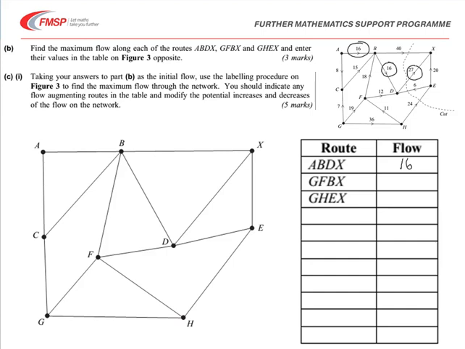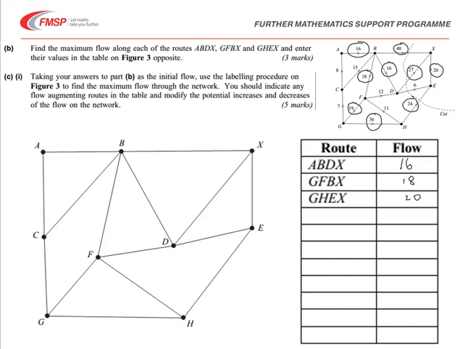If we look at G, F, B, X, we've then got 19 there. And from F to B is 18, and from B to X is 40. So the smallest of those, 18, gives us the maximum flow along that route. Then G, H, E, X: GH is 36, HE is 24, and then 20, so the smallest along the route is 20.